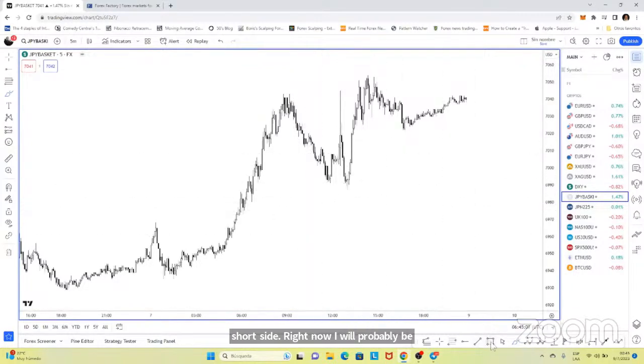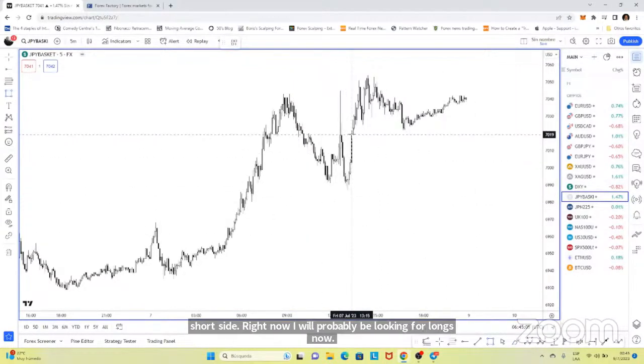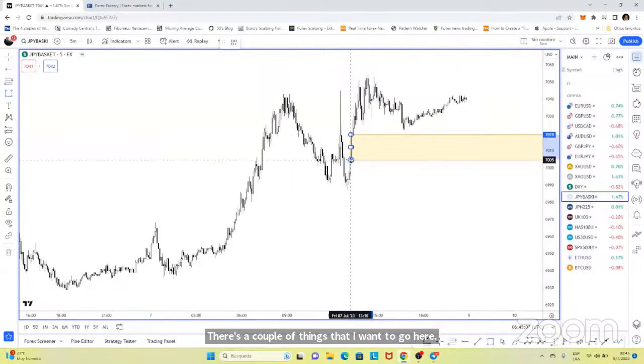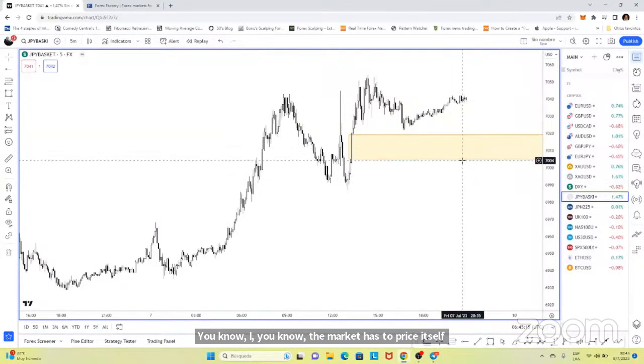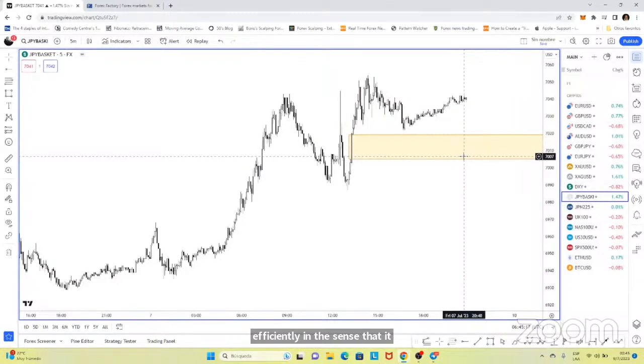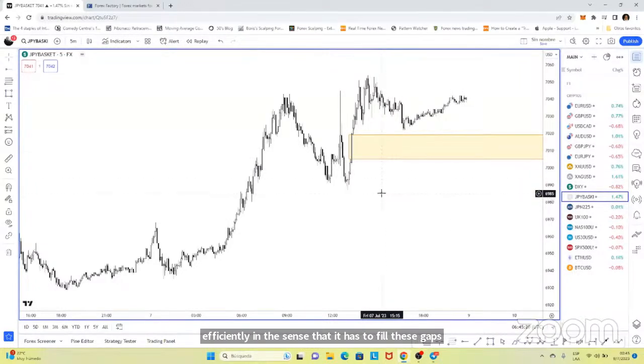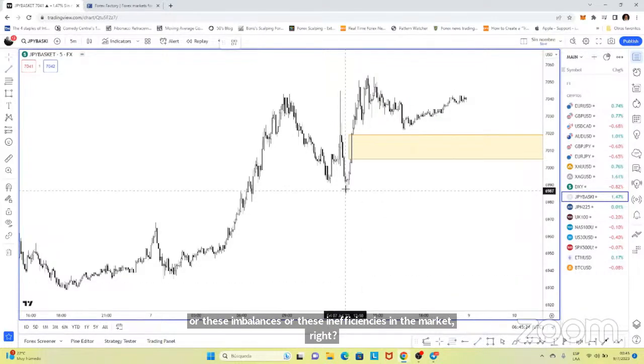Now, there's a couple of things that I want to go over here. There's a big imbalance here left unfilled. The market has to price itself efficiently in the sense that it has to fill these gaps or these imbalances or these inefficiencies in the market, right? But I consider this a trap too because of these lows.